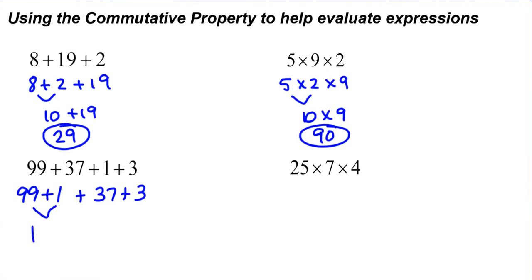And the 99 and the 1 make 100, and the 37 and the 3 make 40. And that makes my addition much easier, and I get a sum of 140. Very easy to do there.